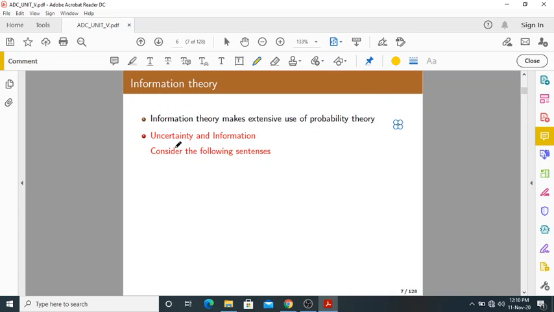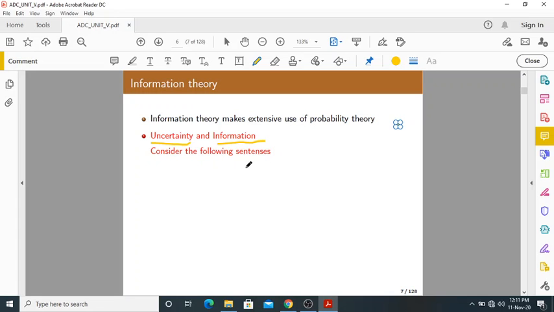So now here we always use two terms. They are uncertainty and information. They are very much closely related. So what is uncertainty? Or it is sometimes called ambiguity. Okay. And what is information?